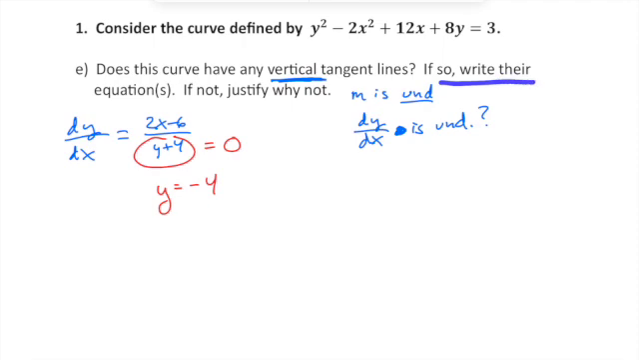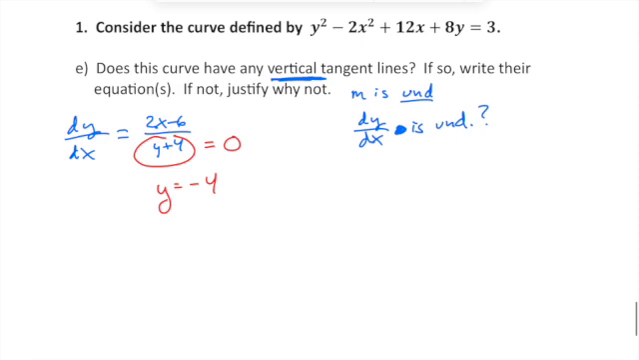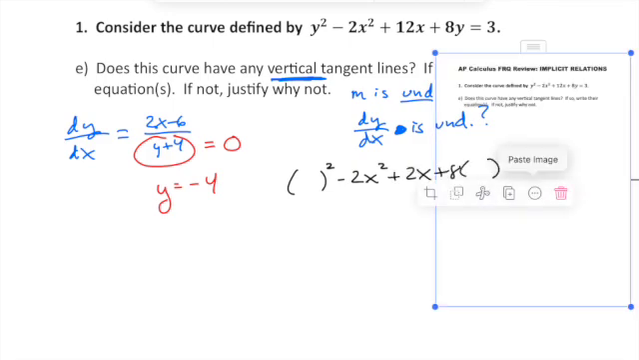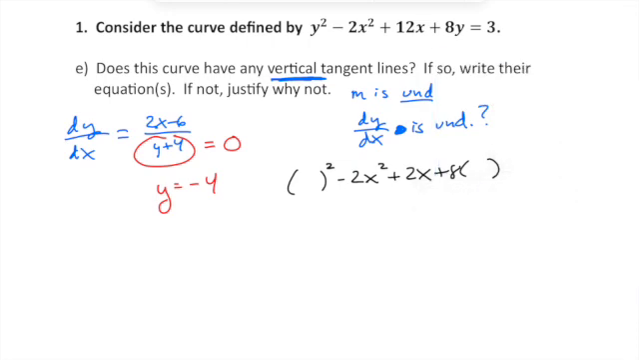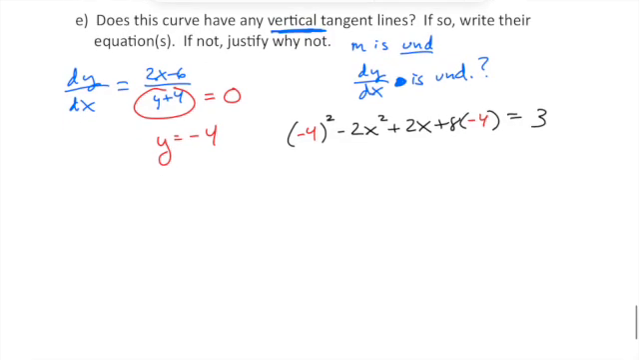And they're asking me to write the tangent line equations anyway, so I'd really want those x values. So we're going to do a similar thing that we just did, and I'm going to plug -4 in for y and solve for the corresponding x values. Okay, so I'm putting -4 in for y and trying to determine if this even exists on the curve, and if so, what are the x values that go with it.